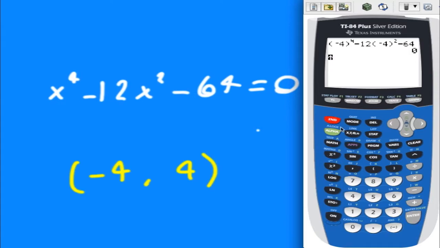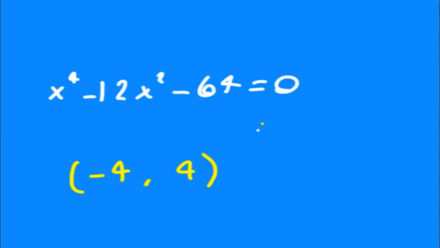Now let's check it for 4, for the positive 4. Just erase this negative sign, delete, and it gave you a 0. So you know that that's your answer. Just plug it into your x's. Now let's do another one.